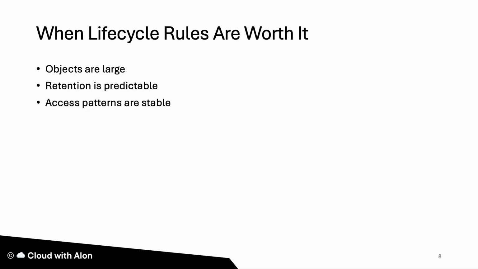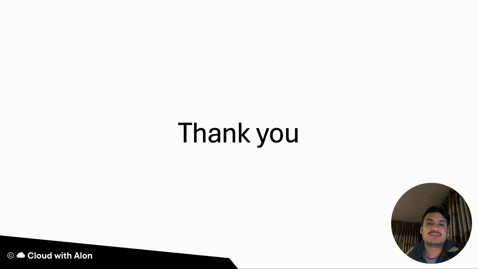So, when do lifecycle rules actually work? They work best when three things are true: the objects are large, retention is predictable, and the access patterns are stable. Every lifecycle rule is a trade-off between cost, access, and flexibility. So, before you automate anything or design your S3 storage strategy, make sure you understand the hidden rules behind lifecycle transitions. I hope this video helped you.